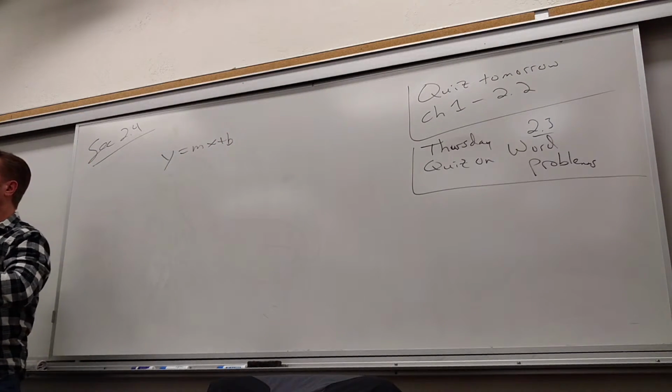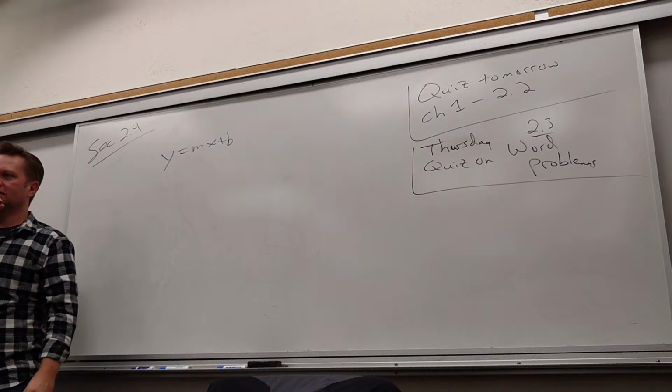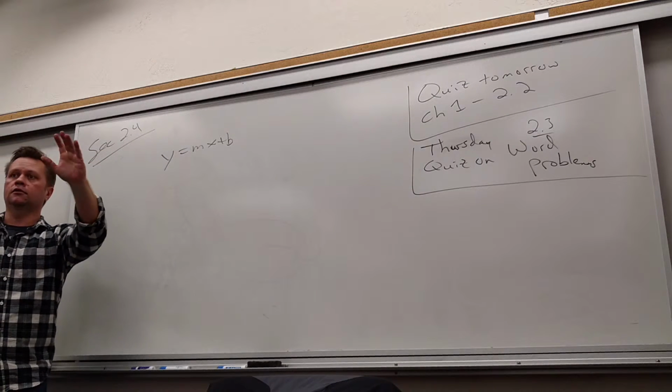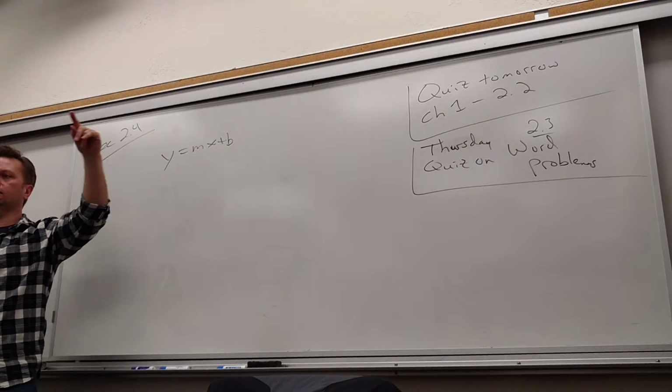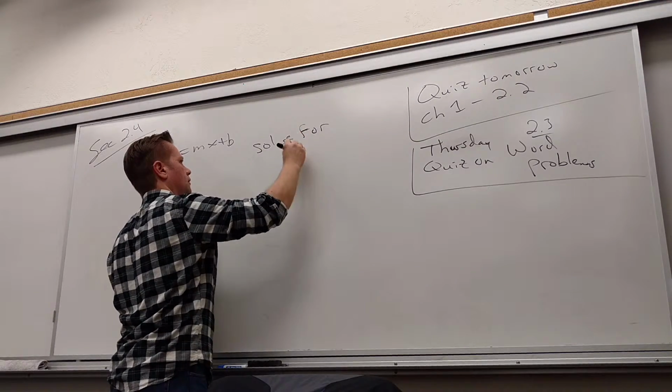Does it look familiar? Same thing you just did. You don't know yet, but that's the equation for a linear equation. Slope, it's the equation of a line. Slope intercept. So what if I said solve for m again?